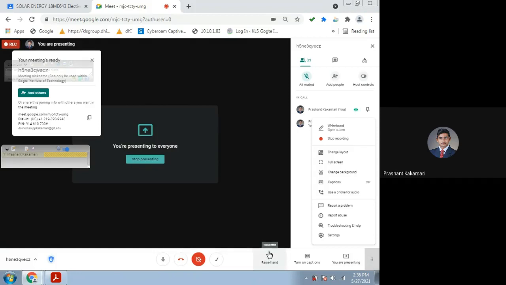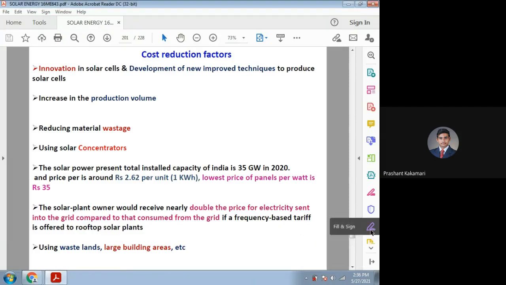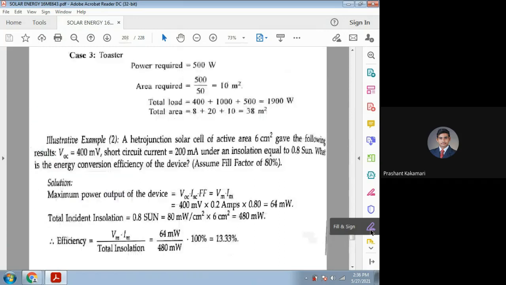So we'll continue this unit 4 and we'll try to complete it today. Now coming to the remaining part of this unit 4, that is the cost reduction factors of PV systems or any solar system. So that we have to discuss and we have to take some numericals on these solar PV systems. Okay, that completes unit 4. So first we'll start with the cost reduction factors.